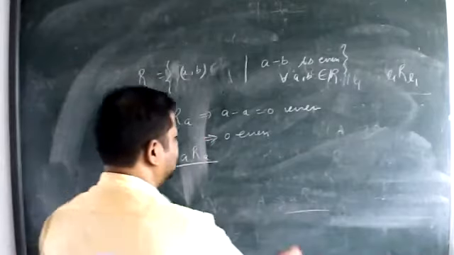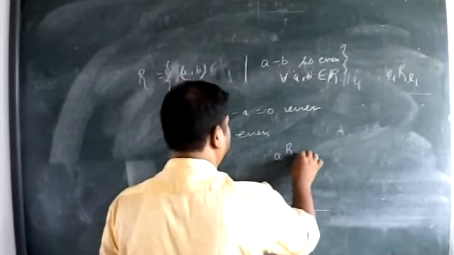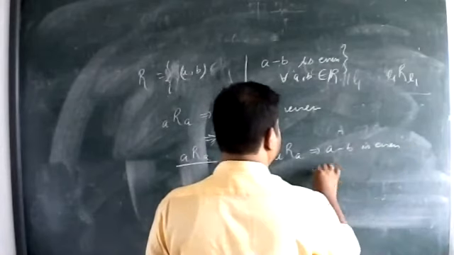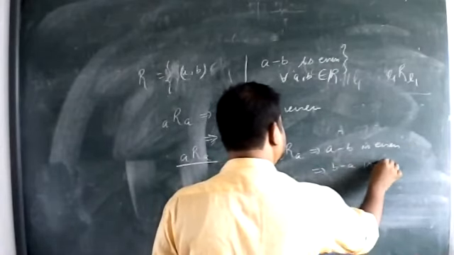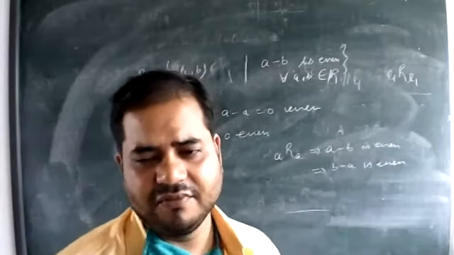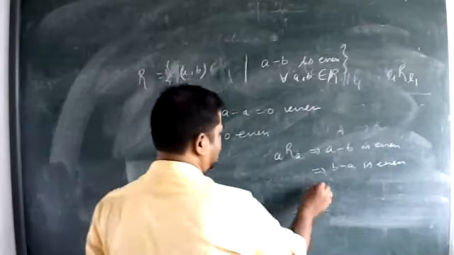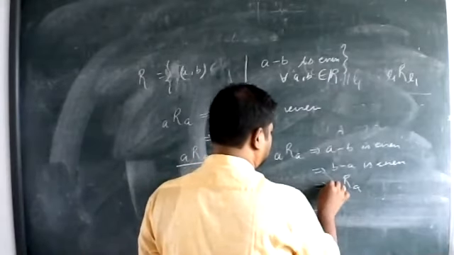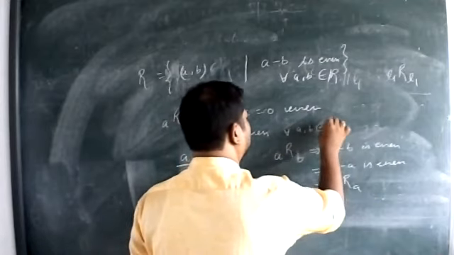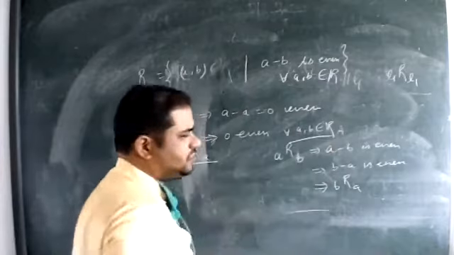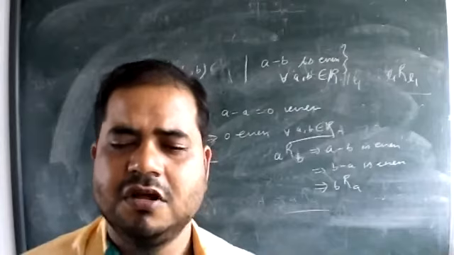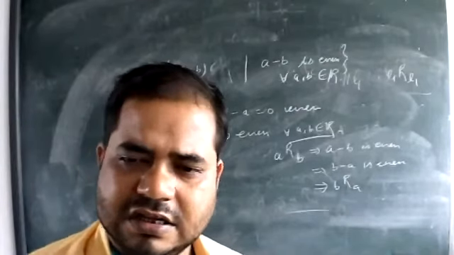Okay. For symmetry, if a is R related to b, this implies a minus b is even. You know very well, this implies b minus a must be even. If a minus b is even, then the negative of that number is also an even number, and this implies b is R related to a. So for each a, b, if a is R related to b, then b must be related to a. That means the given relation is symmetric also.